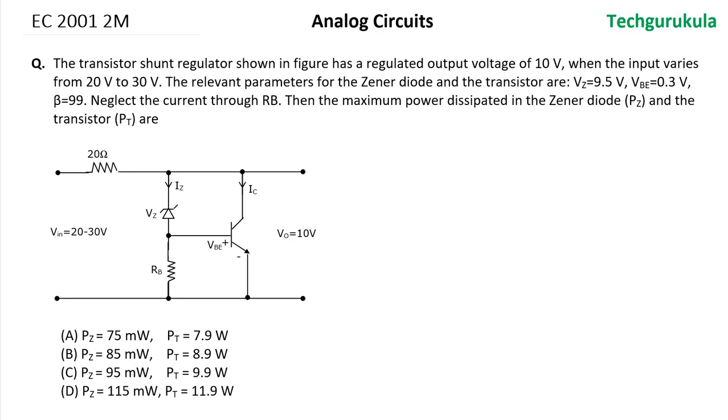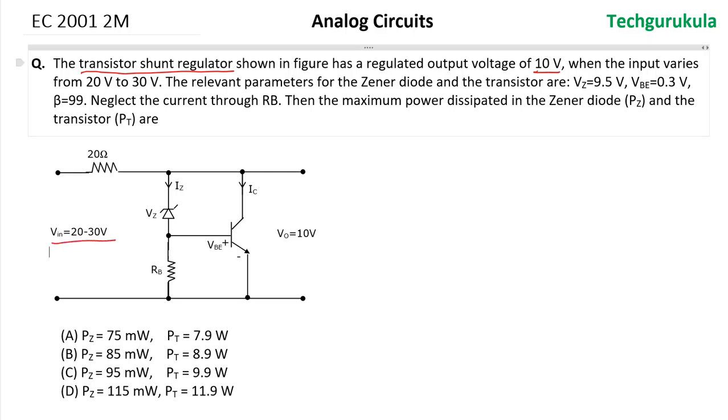This question came in 2001 for EC GATE for 2 marks. The question is, the transistor shunt regulator shown in figure has a regulated output voltage of 10 volts. And as it says, it's a transistor shunt regulator because the transistor is in shunt with the output when the input varies from 20 to 30 volts, which is mentioned here.